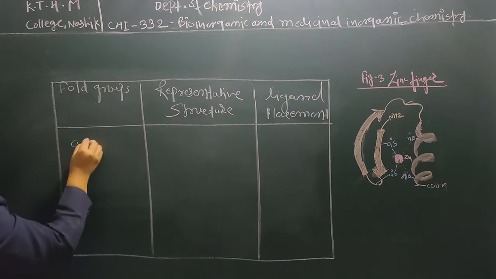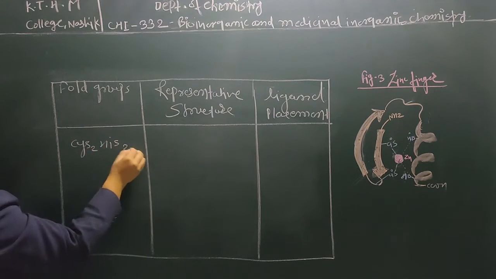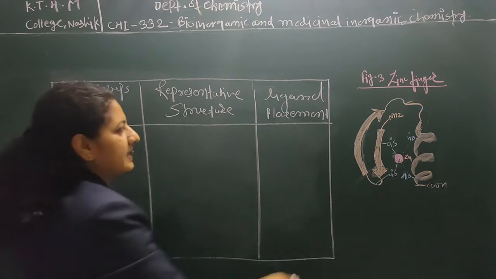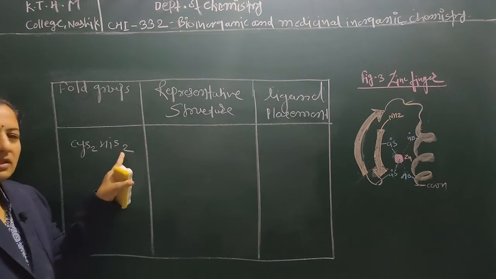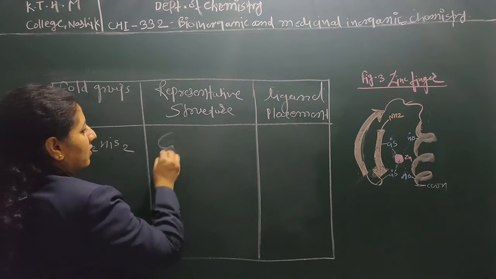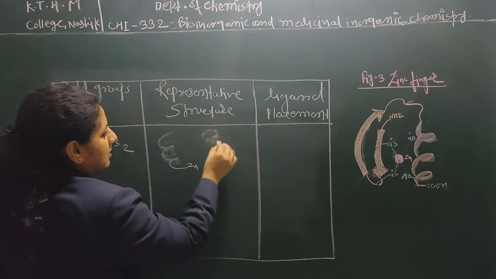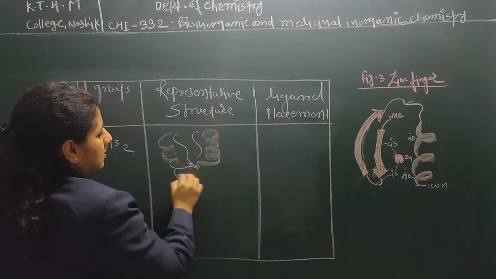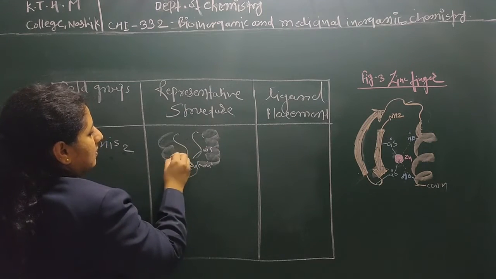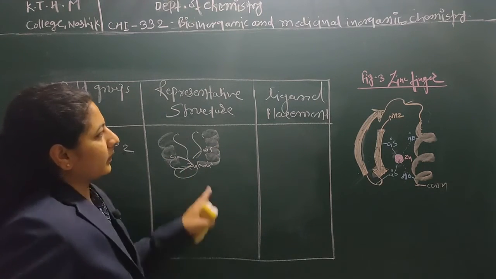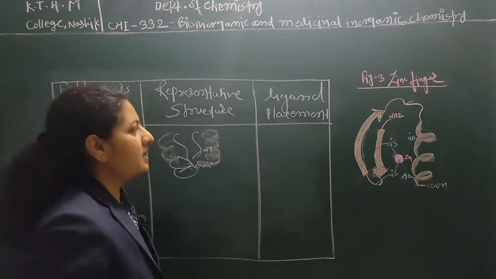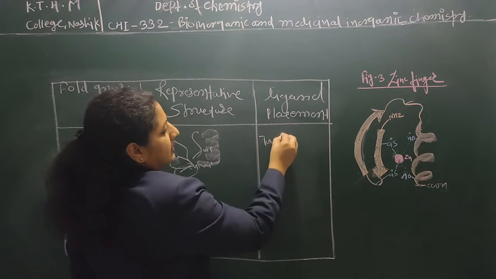First, that is cysteine 2 and histidine 2. We know that the structure of this zinc finger is like that, because cysteine 2 and histidine 2 residues are present in the zinc finger. So the representative structure of that zinc finger is like that. Now in ligand placement, this zinc finger is from two ligands.